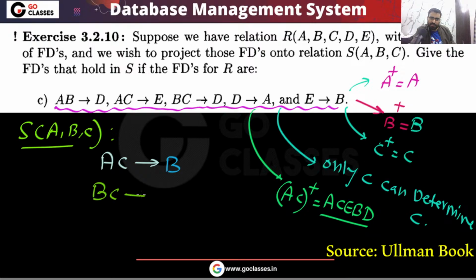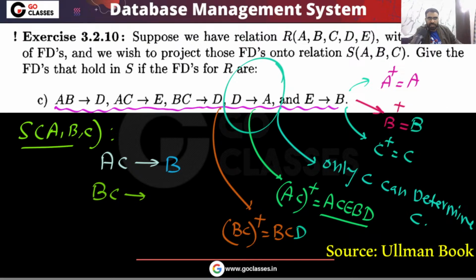Okay, what about BC? Very simple. You find the BC closure, what BC can determine. So the BC closure will be BC. Next, you can see BC can determine D. So we got D also. We got BCD. Next you can see D can determine A. So we got A also. We got ABCD. That's it. Now you can see AC can determine E, so we got E also. So that's it. Finally, I can say that BC can determine A. So these are the functional dependencies that we got. This is your answer.